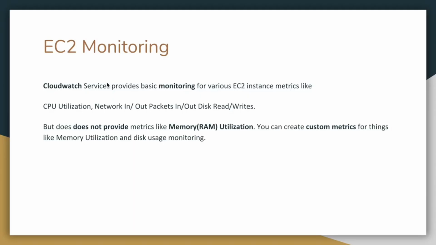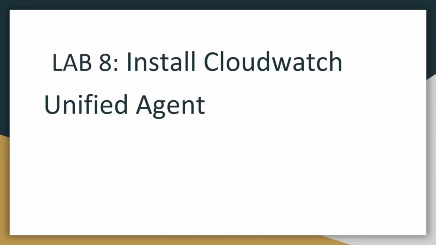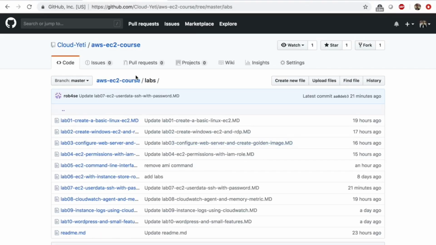In the slides, we talked about how you can monitor things like memory utilization of your EC2 instance using custom scripts and using agents. So in this lab, we will install the CloudWatch unified agent on our EC2 instances that will let us send not only custom metrics, but also logs to CloudWatch. So let's get started. I'm here in my course repo inside the labs folder. I'm going to click on lab 8.